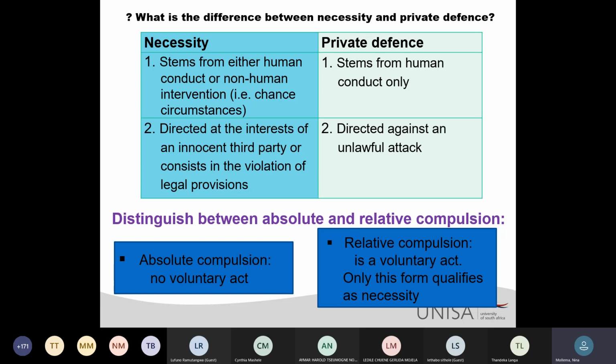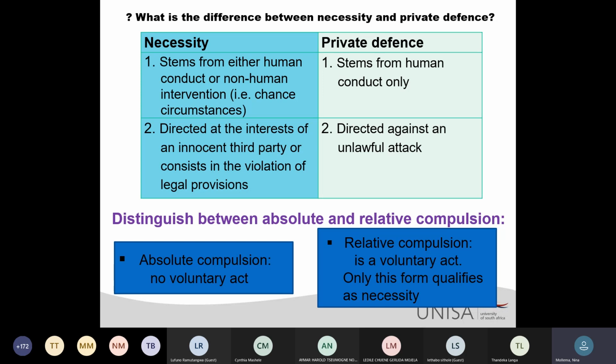They have an example in the study guide with a building burning. If there is a building burning and you are on the second floor and you have to jump out of that building, else you will be killed by the fire, and you jump on top of somebody else's car, they can't say that you have damaged their property, because what you did was out of necessity. Because of the fire, you had to jump out of the building and unfortunately land on their car. So that is a non-human intervention. Good. Now, private defence comes only from human conduct.